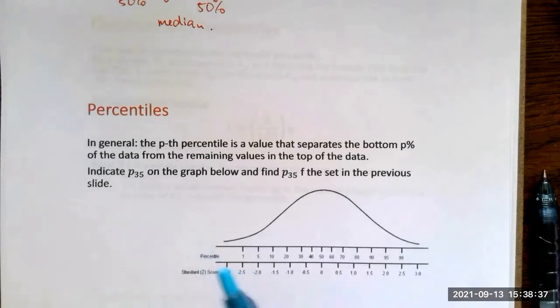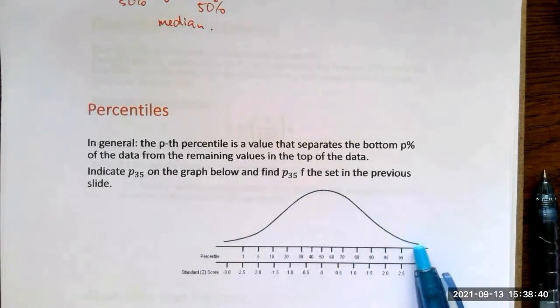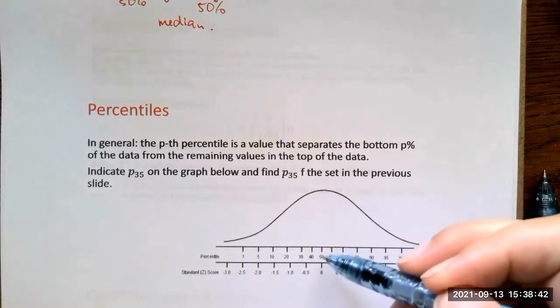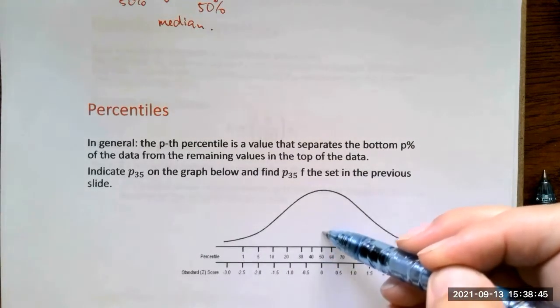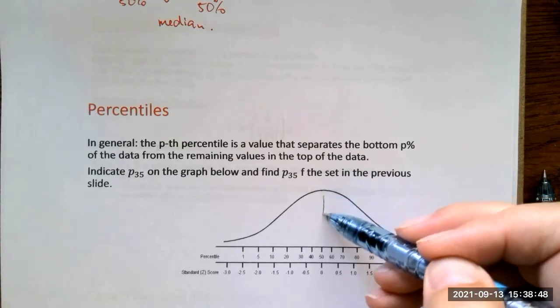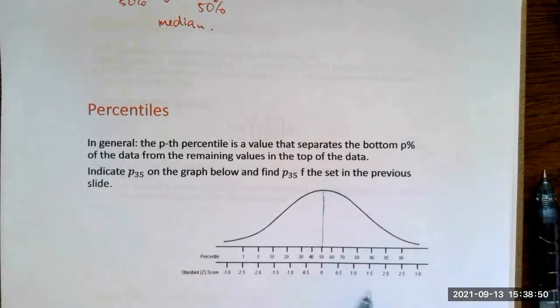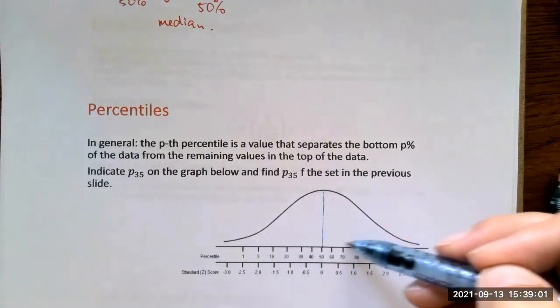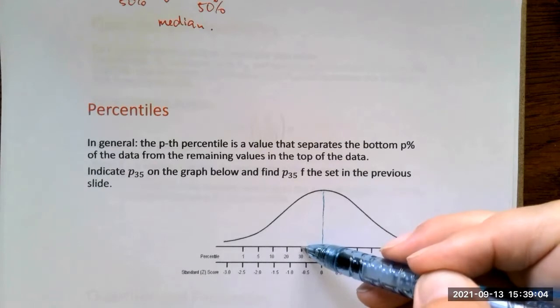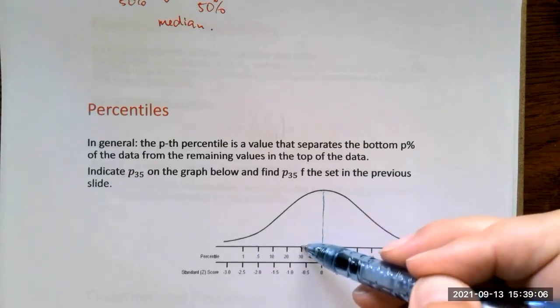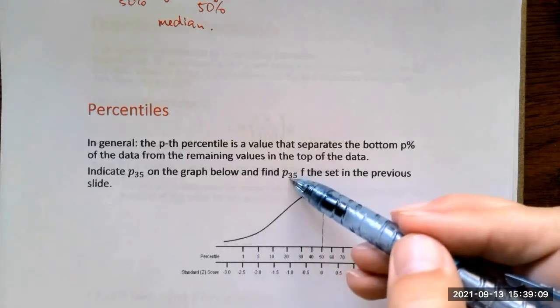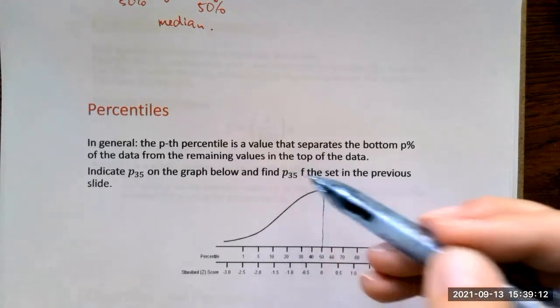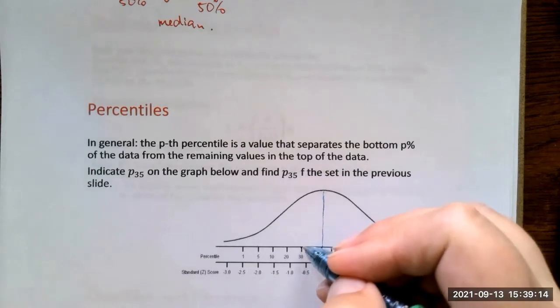If this is our normal distribution, then 50% is right here, right in the middle, in the center of the data. The center point separates 50 from 50. So our median is going to be here. But then notice right here, this point separates the bottom 40 from the top 60. This point separates the bottom 30 from the top 70. We need to find P35. So it's going to be between 30 and 40.